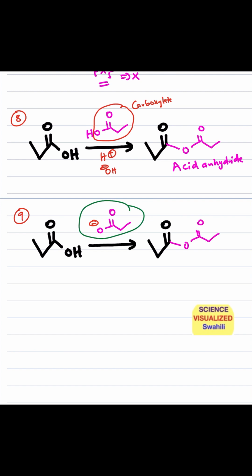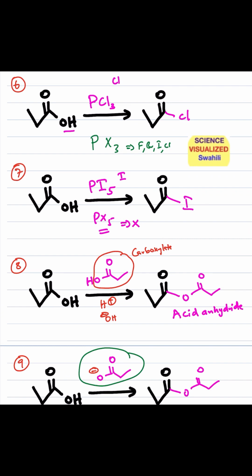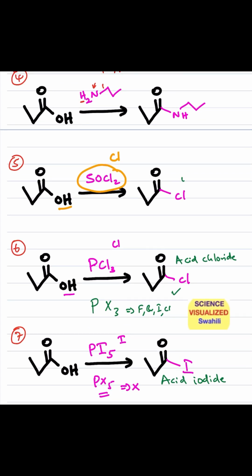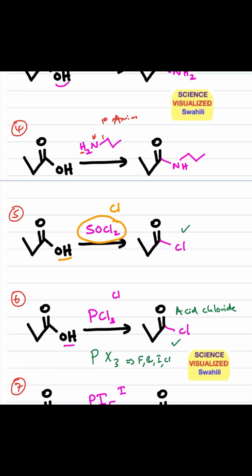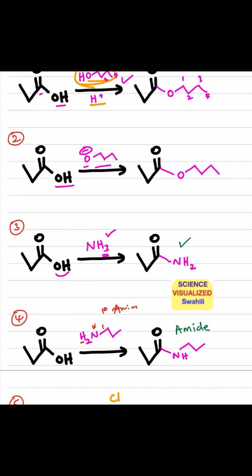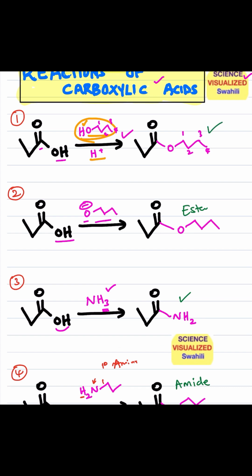Let me go ahead and name the other groups that we made. This is acid halide. In this case, it's acid iodide. This also is acid halide. In this case, it's acid chloride. Same thing here, acid chloride. And this is called amide. And this is also amide. This one here is an ester. And that's also an ester.